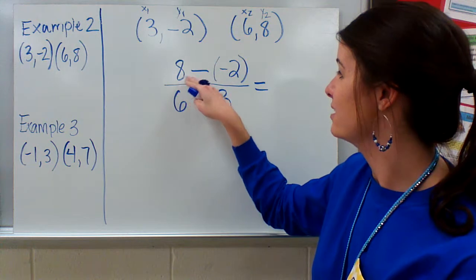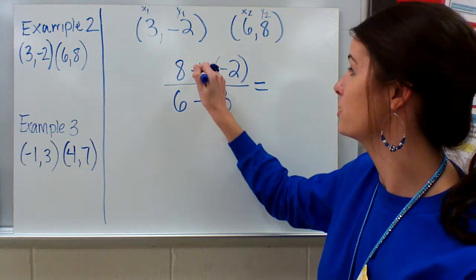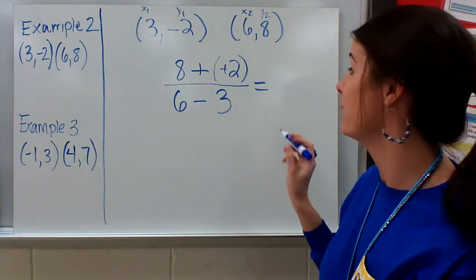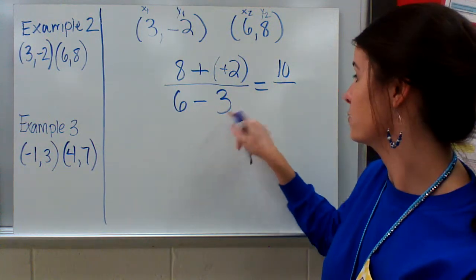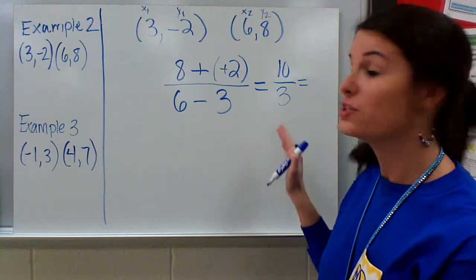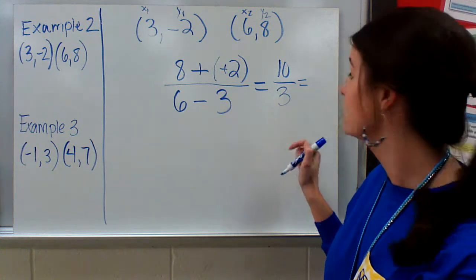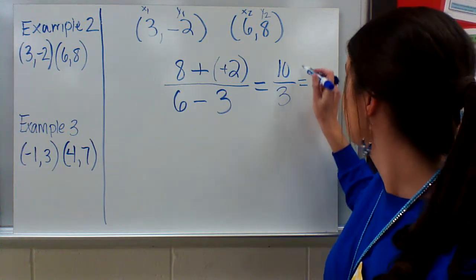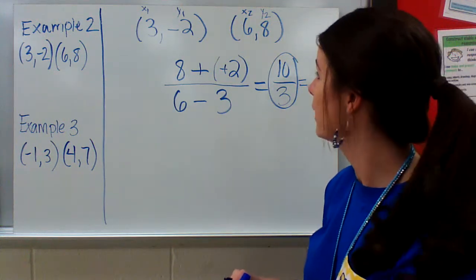So we have 8, and we're subtracting a -2. And remember, when you're subtracting a negative, it's really just adding a positive. And 8 plus 2 is 10. 6 minus 3 is 3. Okay, and remember, we just simplify. We do not change it to a mixed number, so our slope will be positive 10/3. Okay?